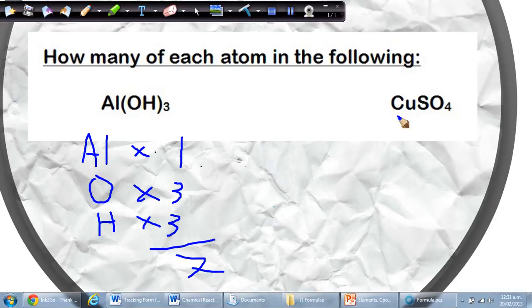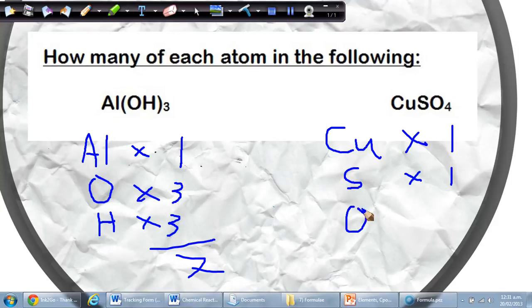Alright, let's look at this one over here. Copper and sulfur and oxygen, so copper sulfate. Copper, we've just got the 1. Sulfur, well there's no bracket there, so sulfur's just on its own there too, 1. And then oxygen with a 4, so we've got 4 oxygens. So the total there, 6, in copper sulfate.